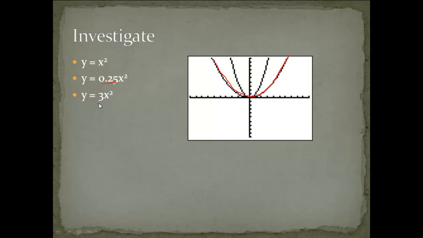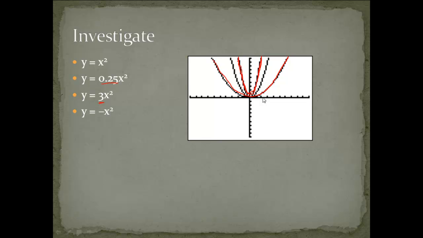Next, we're going to look at what happens when I put a 3 out in front of the x squared. Okay, when I put that 3 out there, look at what happened to your parabola. So here's the parabola that just came in when we had a 3 out in front of our x squared. So compare that to the other two.